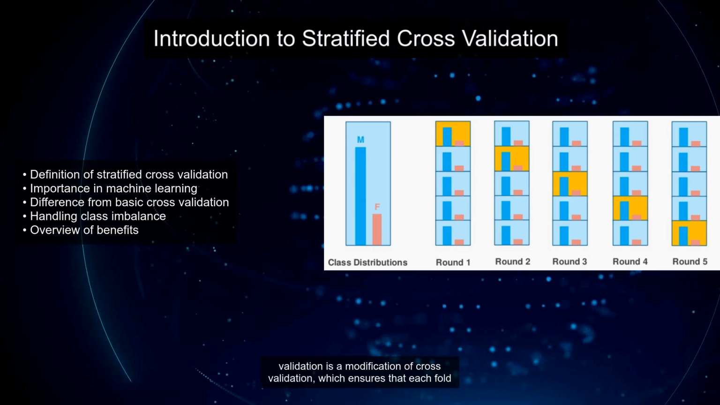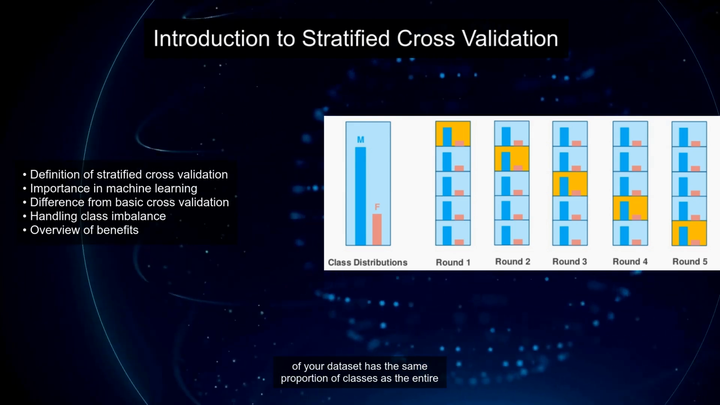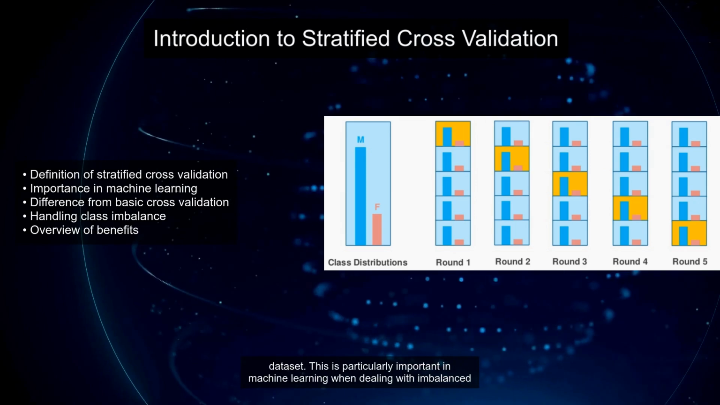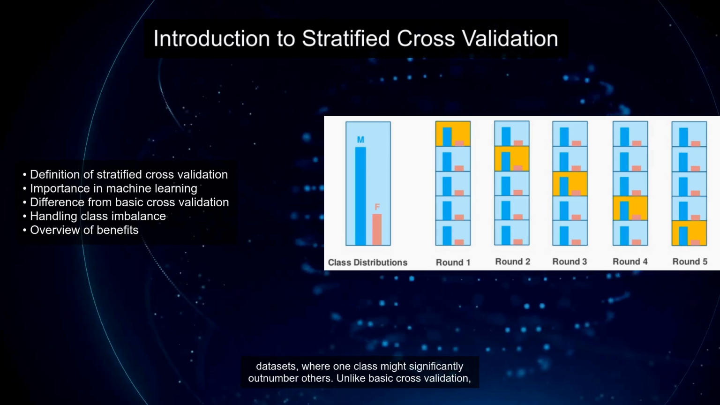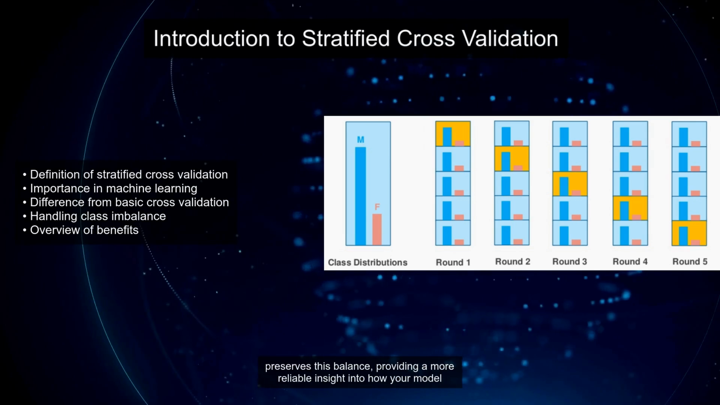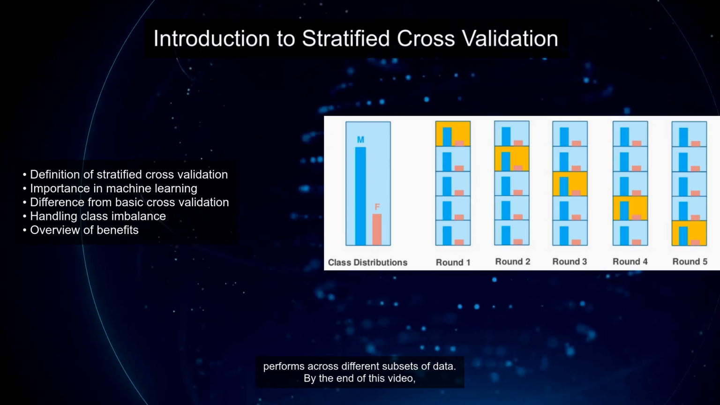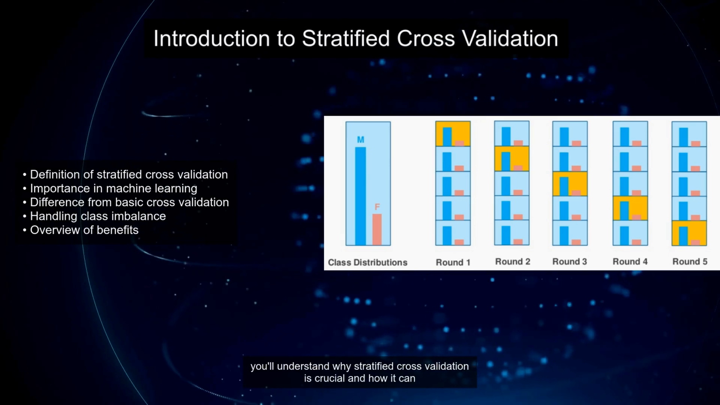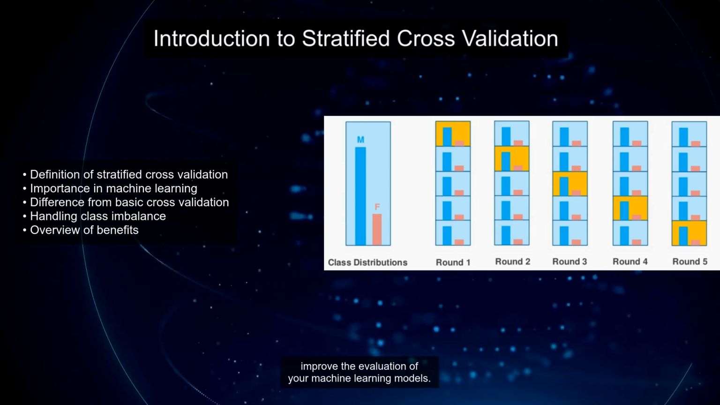Stratified cross validation is a modification of cross validation, which ensures that each fold of your dataset has the same proportion of classes as the entire dataset. This is particularly important in machine learning when dealing with imbalanced datasets, where one class might significantly outnumber others. Unlike basic cross validation, which might not accurately represent the distribution of classes, stratified cross validation preserves this balance, providing a more reliable insight into how your model performs across different subsets of data. By the end of this video, you'll understand why stratified cross validation is crucial and how it can improve the evaluation of your machine learning models.